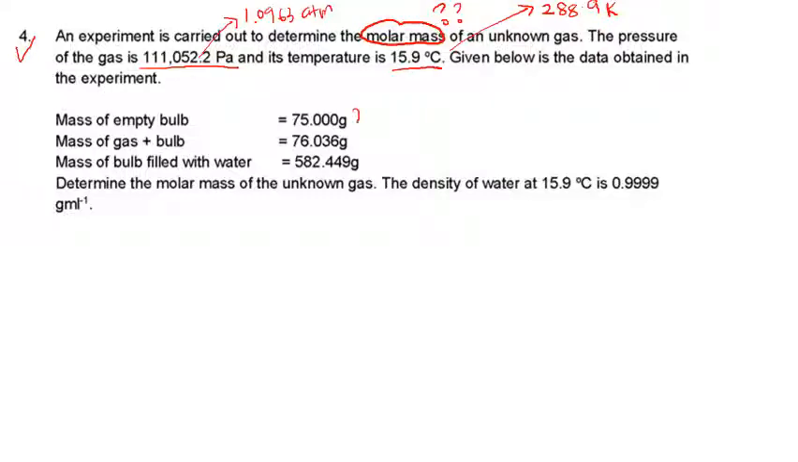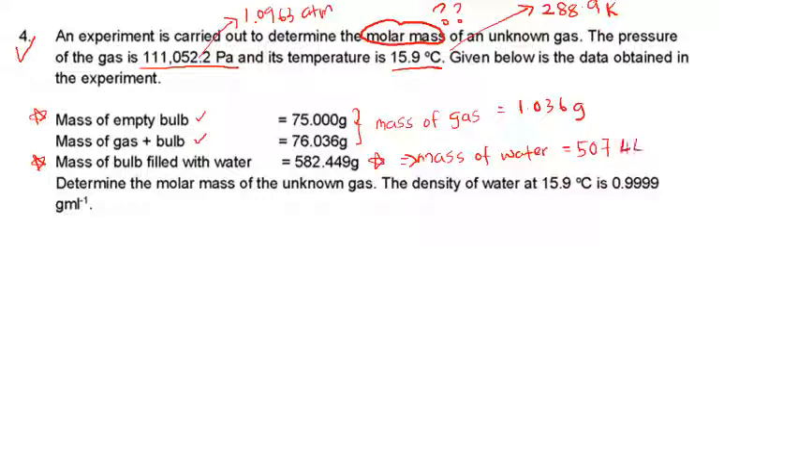Given below is the data obtained in the experiment. When we get the difference between the mass of the bulb with gas and the mass of the empty bulb, we are able to determine the mass of gas, which is equal to 1.036 gram. Then we subtract the mass of the empty bulb from the mass of the bulb with water to get the mass of water. But actually we don't need to know the mass of water. The mass of water after the subtraction is 507.449 gram. But actually we need to know the volume of the water.